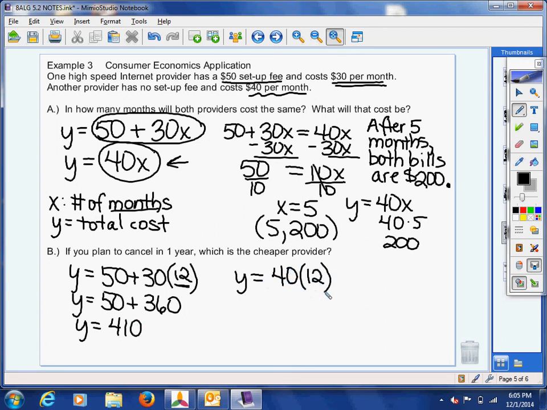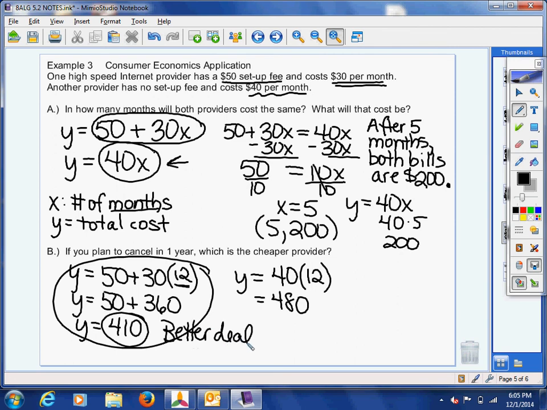All right, so remember, I'm not plugging in 1 for x. That's number of months is x. So I need to plug in 12 because there's 12 months in a year. And 40 times 12 is $480. So look at your final bottom line cost. Which one's the better deal? And I would say option 1, the one that costs after 12 months, $410. That's your better deal after a year.